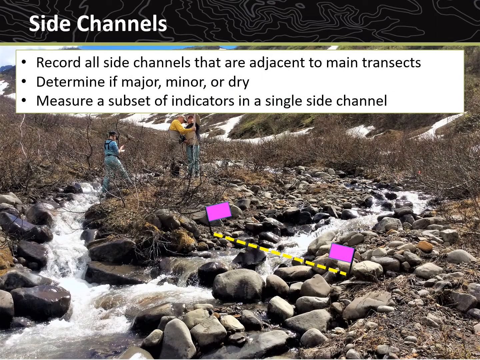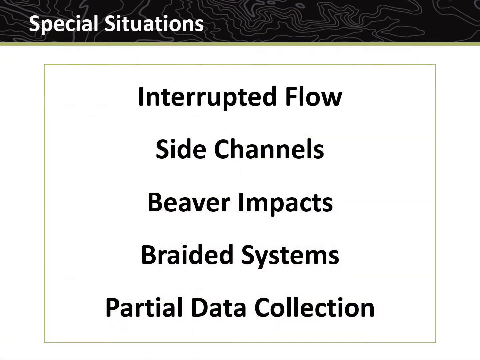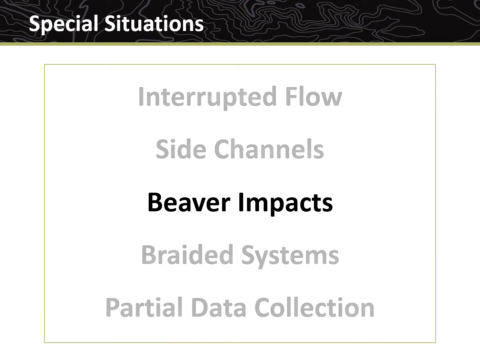Record all side channels located on transects while working through the reach, and record whether each is a major, minor, or dry channel. Only a subset of indicators is collected on side channels. Please see Appendix C for additional guidelines on sampling side channels. The next special situation covered in this video is beaver impacted reaches.